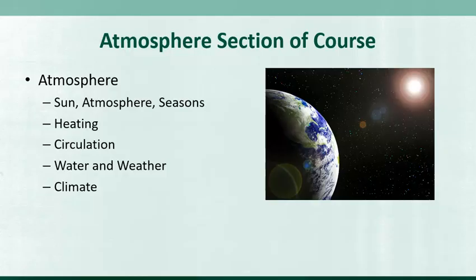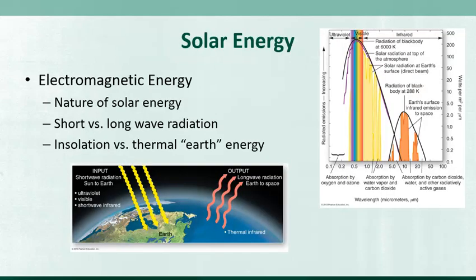But we're going to start off talking about the sun, the atmosphere, and seasons, and then talk about heating and circulation before we move into water, weather, and climate issues. On a very basic level, to start off with, the Earth's atmosphere and the Earth itself is heated primarily by solar energy. Solar energy is energy that comes from the sun, which we will also refer to in this class as shortwave radiation or insolation. And do remember those terms in case I use them at other places.